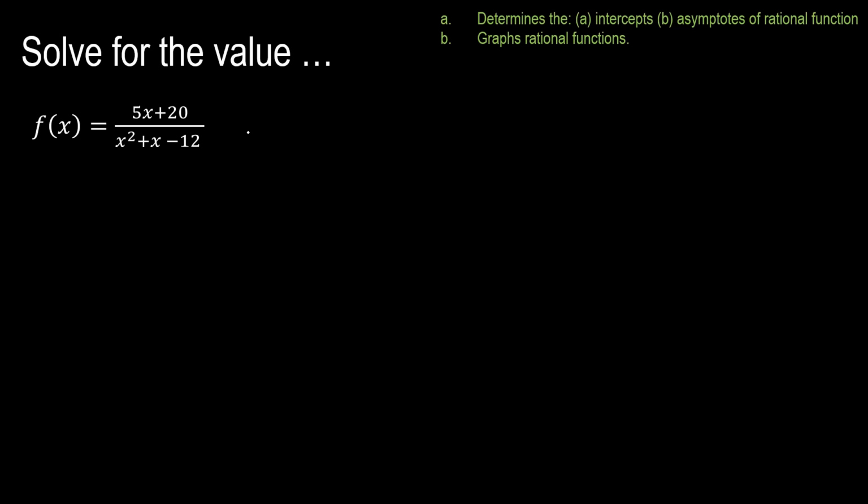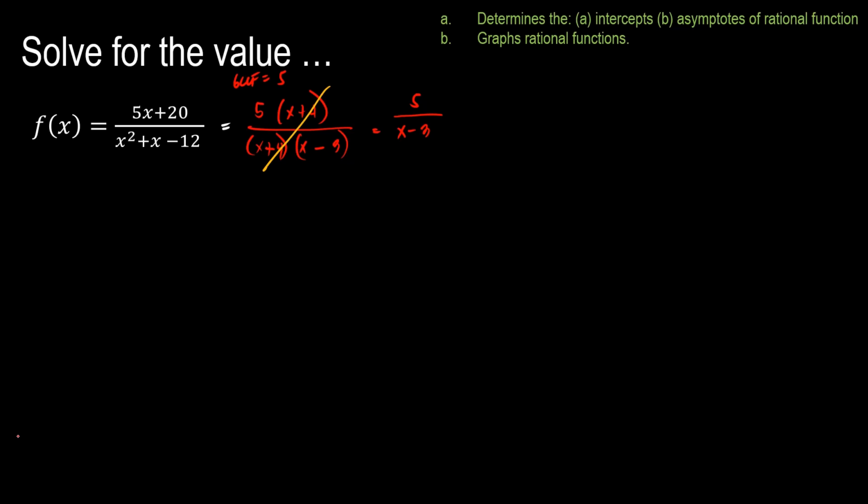So, unang gagawin natin, class, is factor natin. We have 5. The greatest common factor of 5 and 20 is 5. So, common factor is 5 times x plus 4. Factor natin si denominator. We have x, 4 times 3. So, positive and negative. Okay? Then, as you can see, we can cancel this one. At matitira si 5 all over x minus 3.